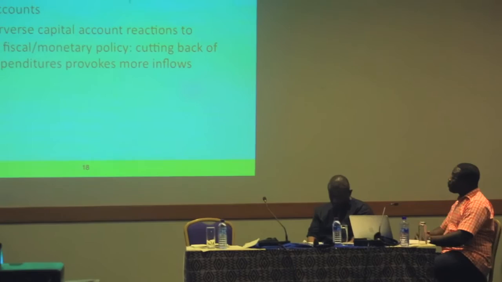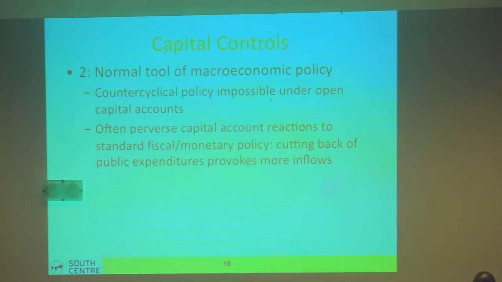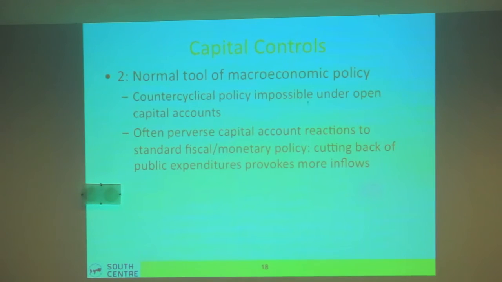We think that this is not enough for you to be able to undertake fiscal and monetary policy. Fiscal policy is your ability to spend, to build social protection, social security. Monetary policy is providing financial resources to fund investment. So this is the second level: you need capital controls in order to undertake macroeconomic policy. Macroeconomic policy is both fiscal policy and monetary policy.